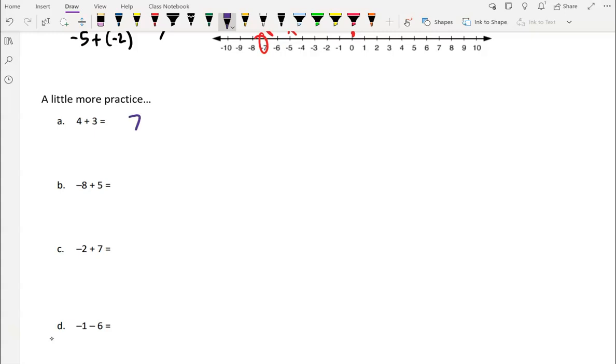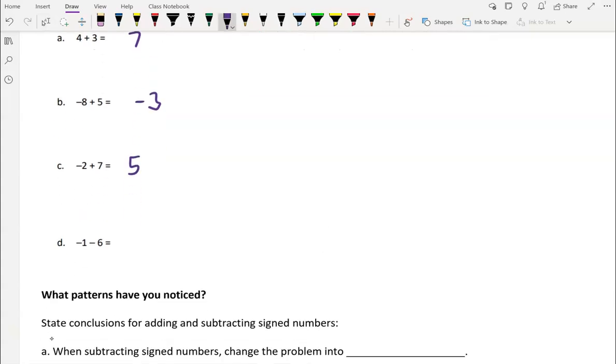4 plus 3 is 7. Well, we've known that for a really long time. Negative 8 plus 5 is negative 3. Negative 2 plus 7 is 5. And negative 1 minus 6 is negative 1 plus negative 6, which is negative 7. Hopefully, that's exactly what you got.